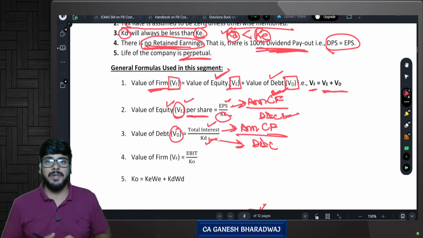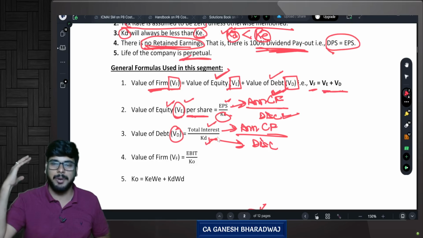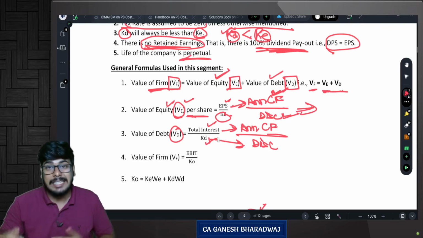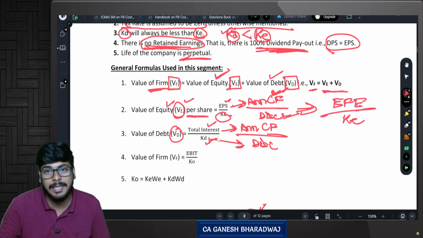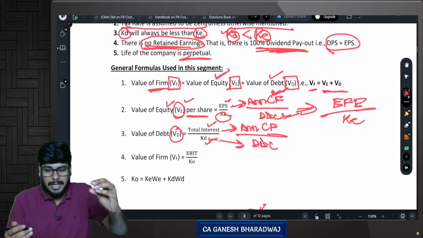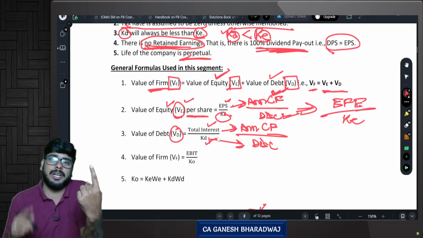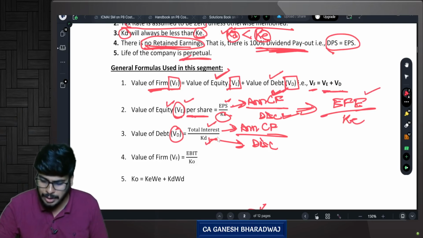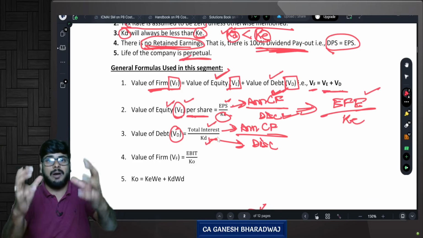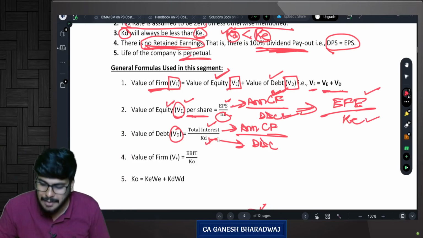So what is the value of equity per share? EPS divided by KE. Or you can say the total value of equity will be earnings for equity divided by KE. Or EPS divided by KE, you will get the price per share. You multiply this with the number of shares, you will get the value of equity. Or if you want to do it in total directly, earnings for equity, this is the amount pertaining to equity shareholders, divided by what?